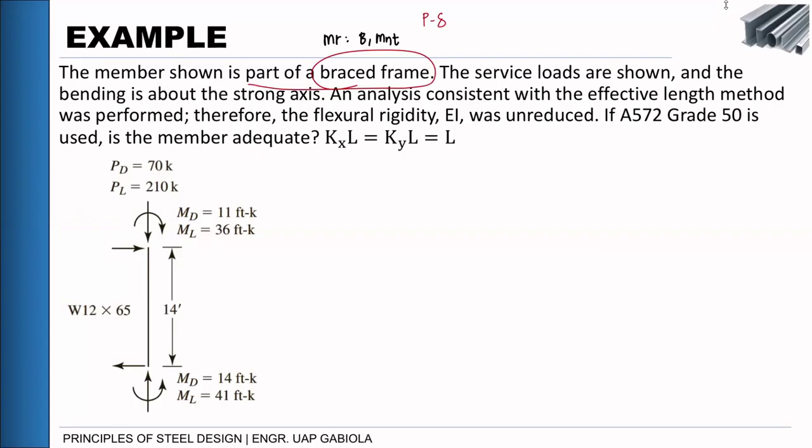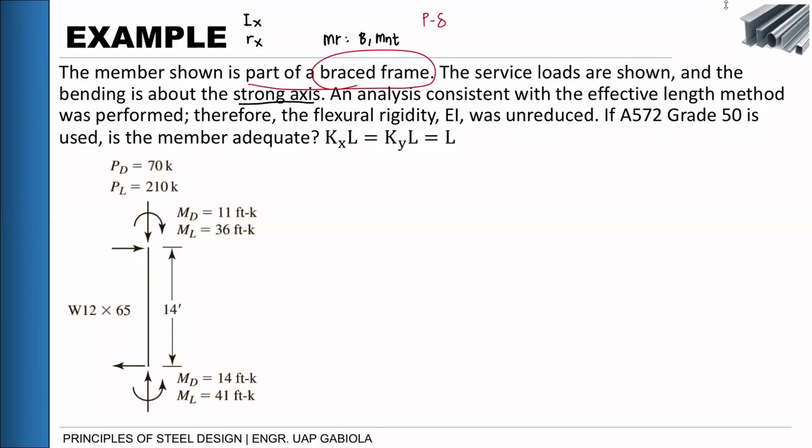The service loads are as shown and the bending is about the strong axis. So, we are bending about the strong axis, which means our inertia is Ix. Our r is also x when we get the Euler's buckling load in the plane of our bending later.